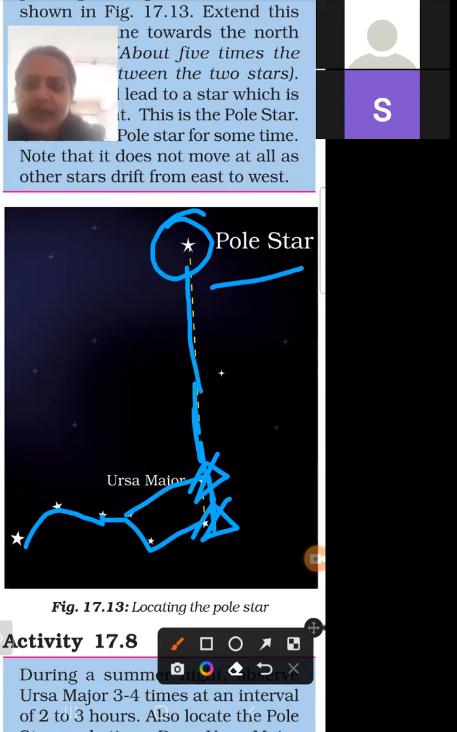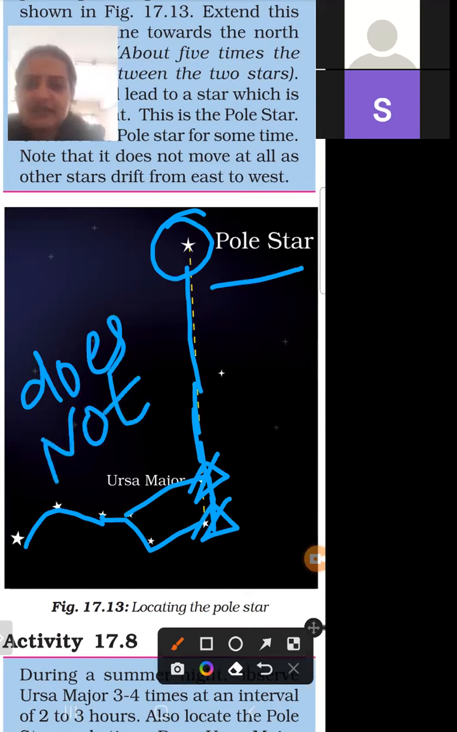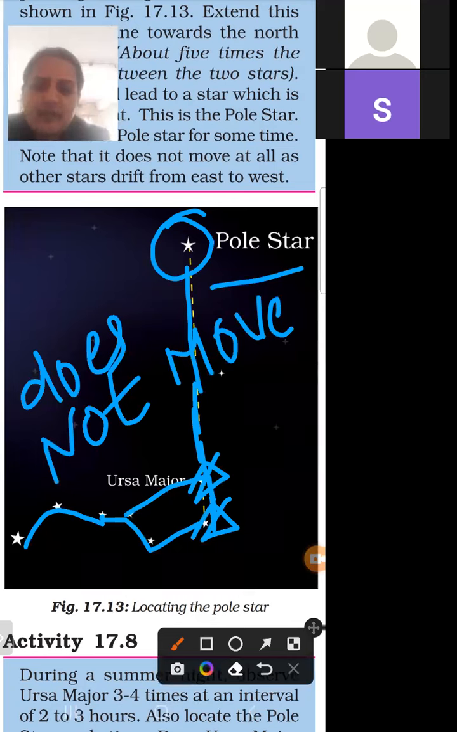So what do you mean by pole star? The star that does not move. The star that does not move is called the pole star. And how can you find the pole star? With the help of Ursa Major, we take the last two stars and join them with a line. On this line, we find the pole star.